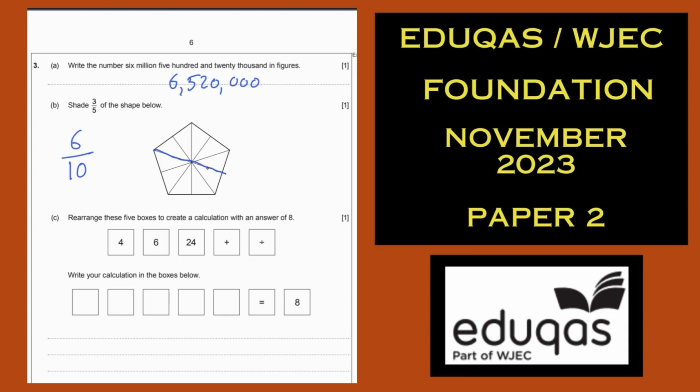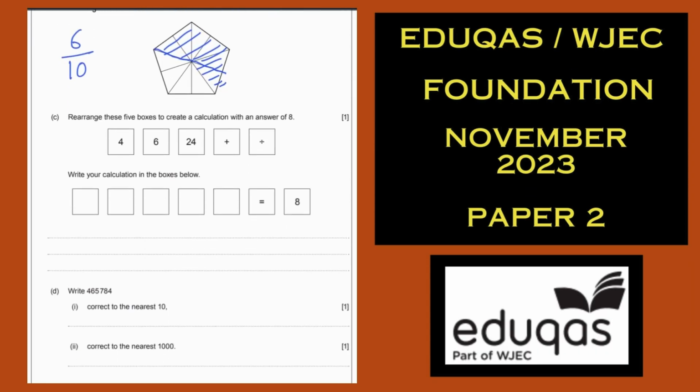Or just shade in any 6. However you shade them in, it doesn't matter. As long as there are 6 slices shaded in, you're good.